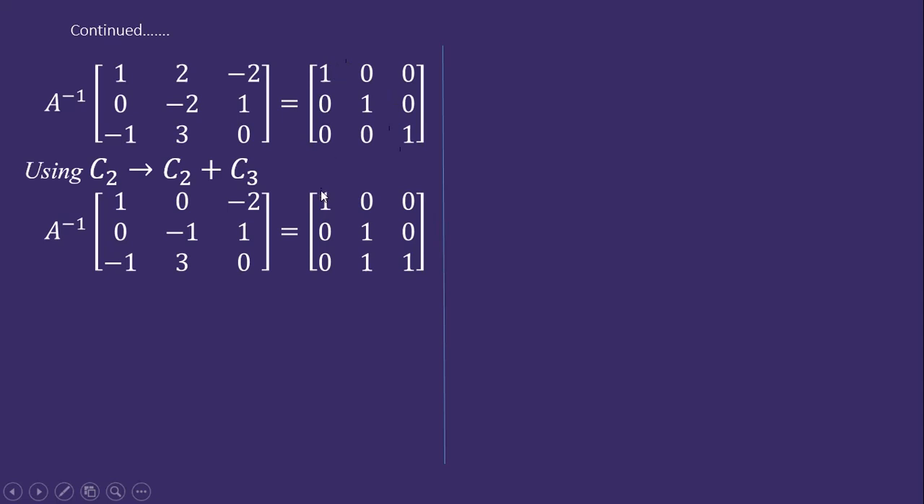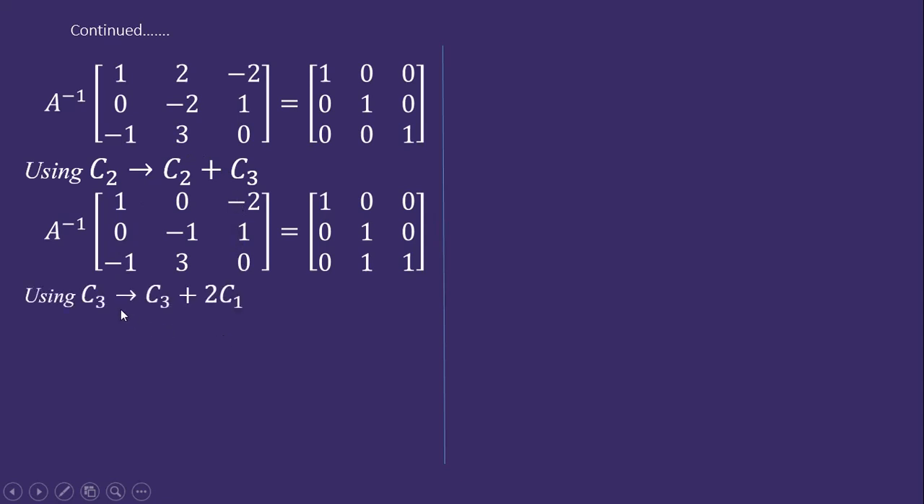We keep first column as it is. Now C2 plus C3: 0 plus 0 we write 0, 1 plus 0 we write 1, 0 plus 1 we write 1, and third column as it is. Now we get here 0. To get here 0, we make use of this element 1. We multiply first column by 2 and subtract from third column.